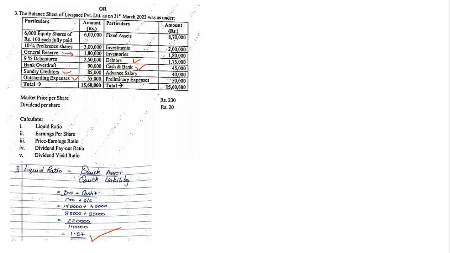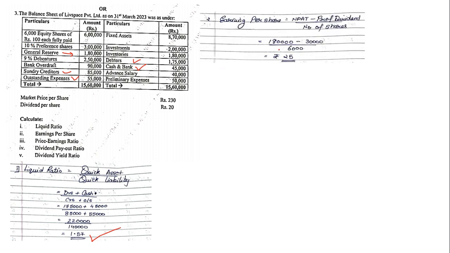Preference share ka dividend we'll have to calculate. That will be 10% on 3 lakhs. So that is 30,000. So earning per share is 1,80,000 minus 30,000 divided by number of shares, which is given as 6,000. So 1,50,000 divided by 6,000, the value comes to rupees 25. So the earning per share is rupees 25.